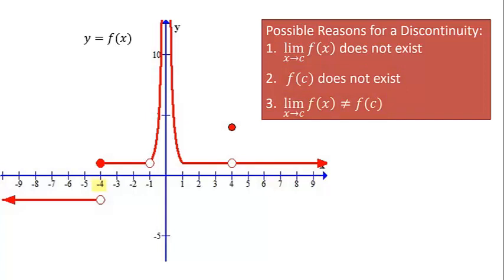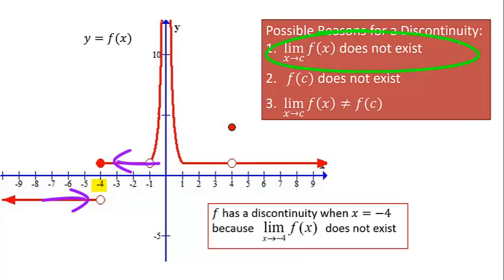Our first discontinuity was when x equals -4. Notice that the limit as x approaches -4 from the left does not equal the limit from the right. Therefore, based on our formal definition, we see that f has a discontinuity when x equals -4 because the limit of the function does not exist as x approaches -4.